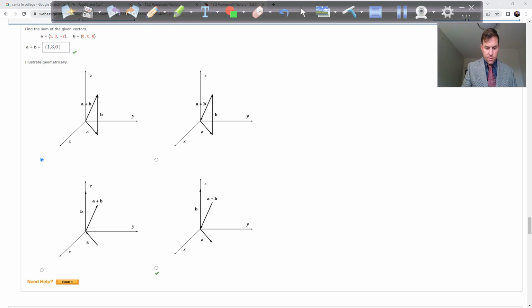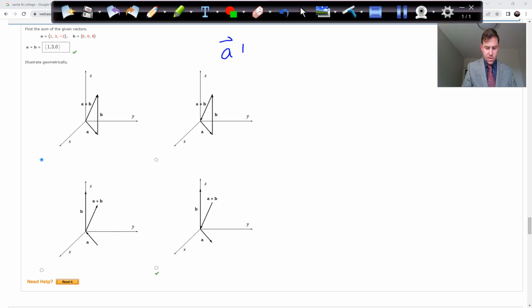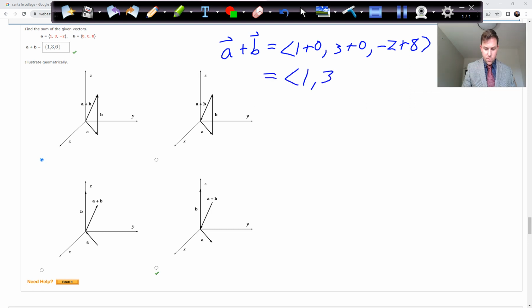Okay, another one very similar. So we have a plus b: 1 plus 0, comma, 3 plus 0, comma, minus 2 plus 8. So we're going to get 1, 3, and 6. And we put that there.